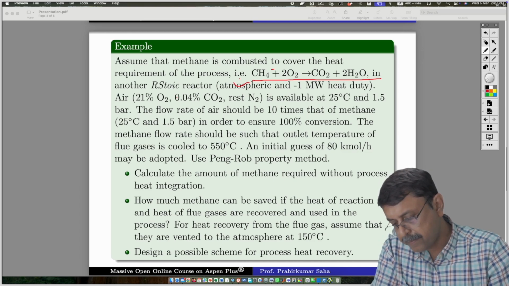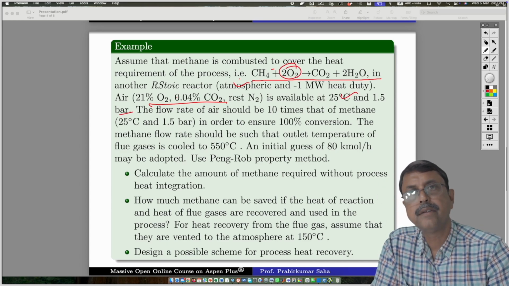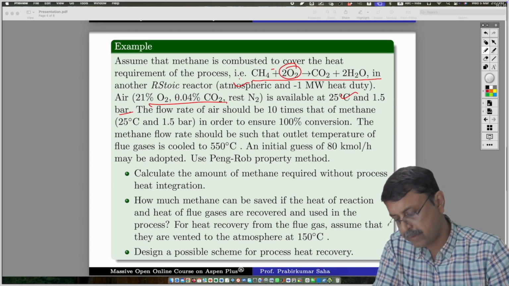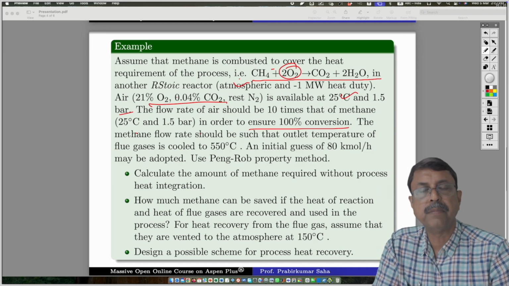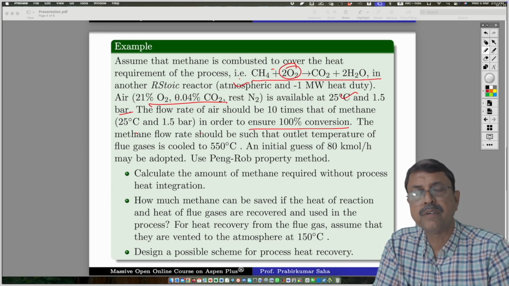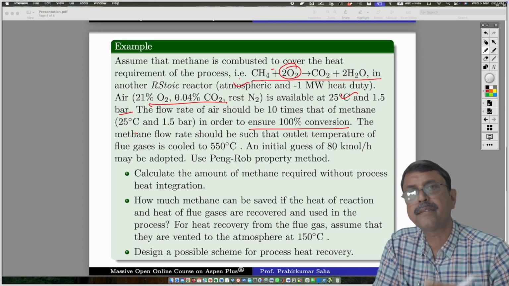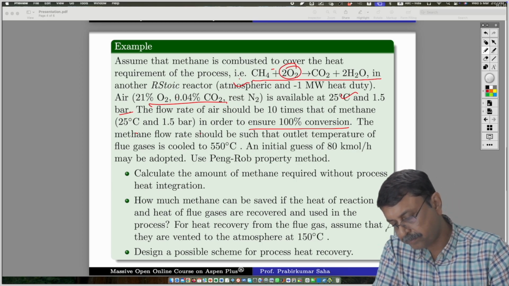Now air, whose composition has been given, is available at this temperature and pressure, because we need oxygen, right? So air is supplied. The flow rate of air should be 10 times that of methane in order to ensure 100% conversion of methane. So we do not want any unreacted or uncombusted methane left over there. So we are giving excess air into the system.